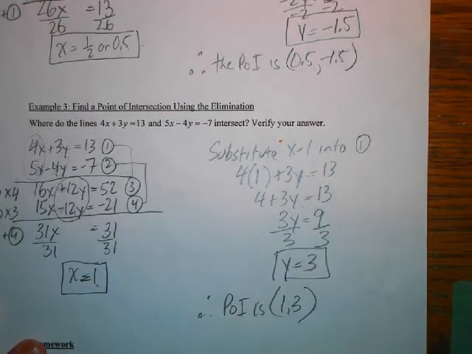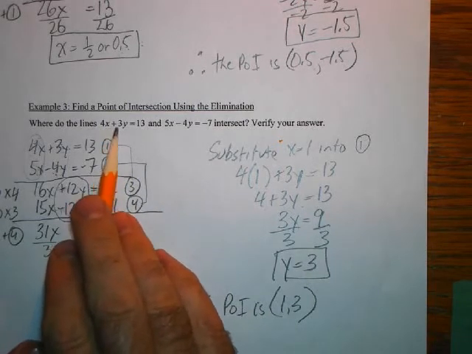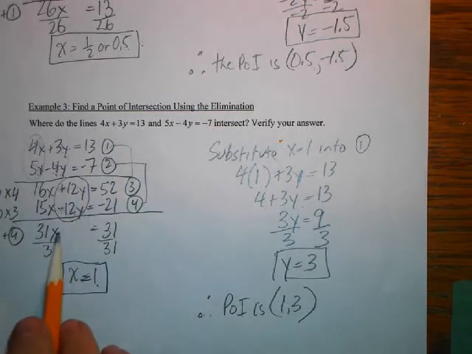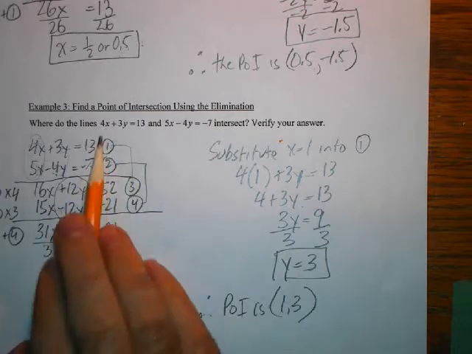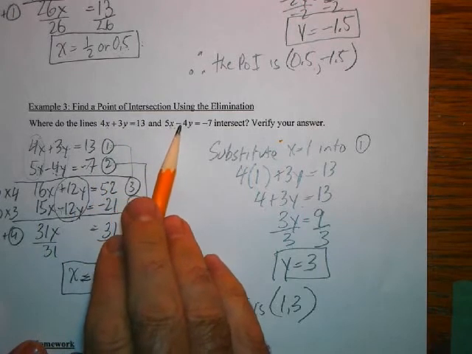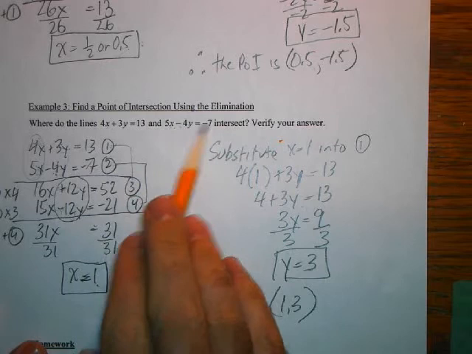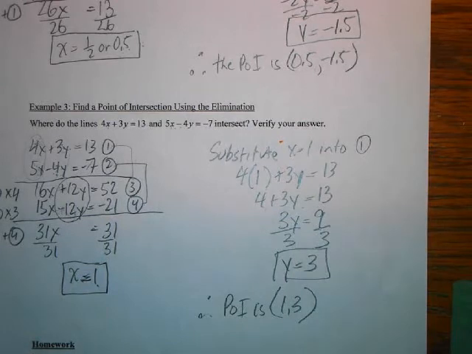And you could very easily just check this out. Plug in (1, 3) there, I get 4 plus 9 is 13. That works. Here I would get 5 minus 12 is minus 7. So just by doing it in your head, you can know for certain that this answer is correct.